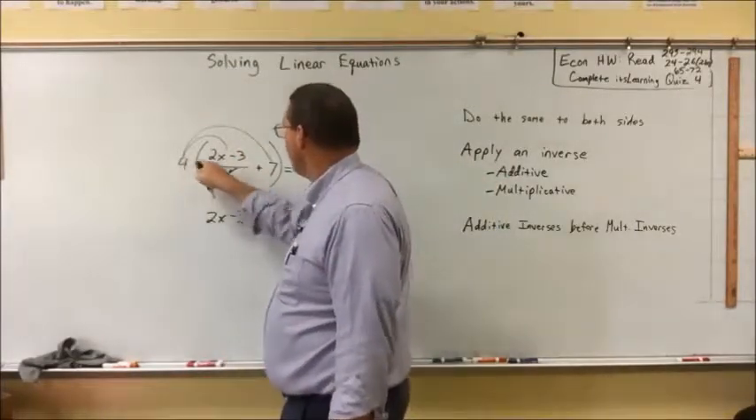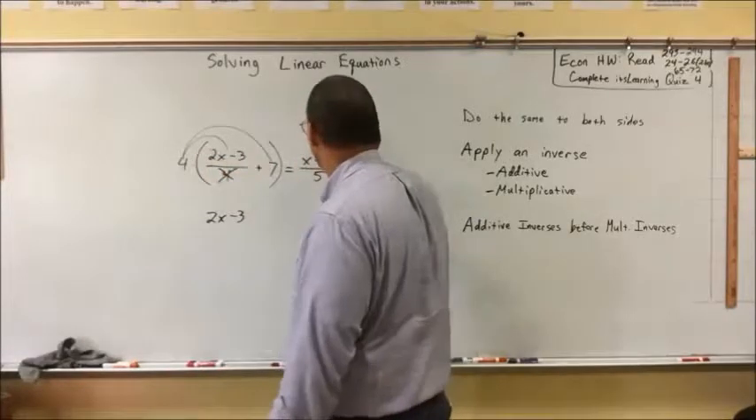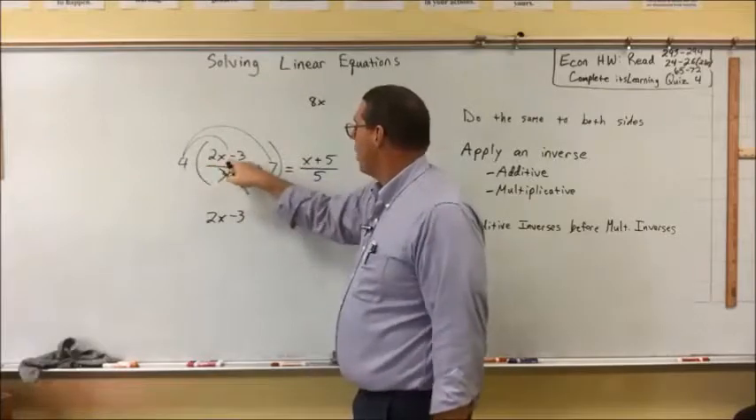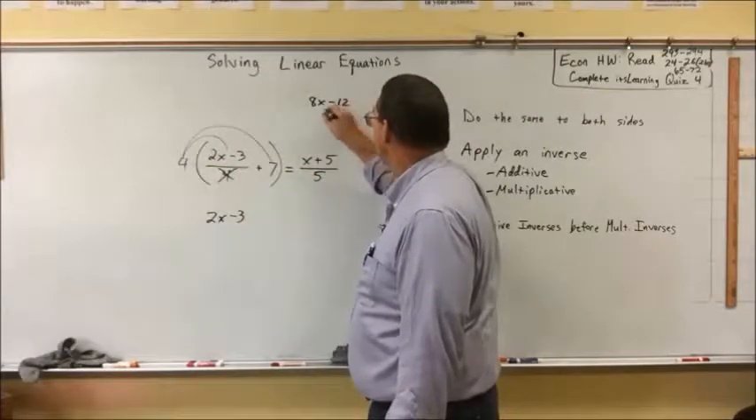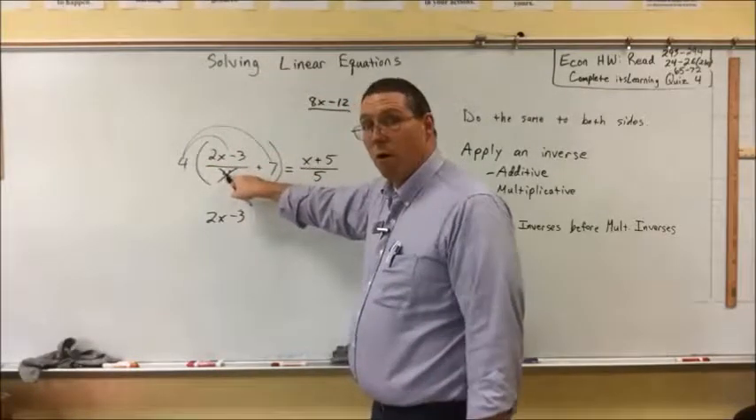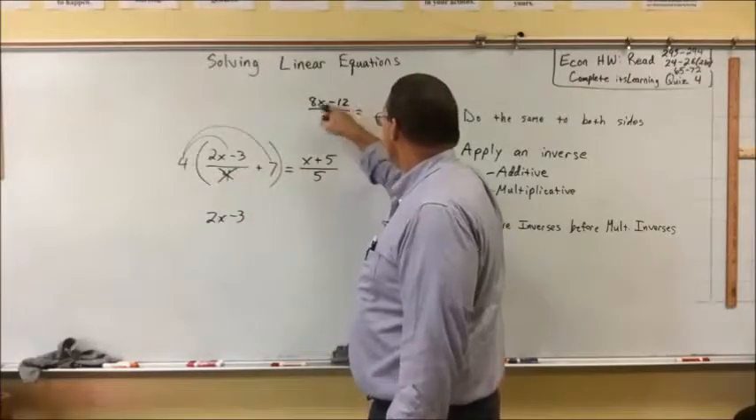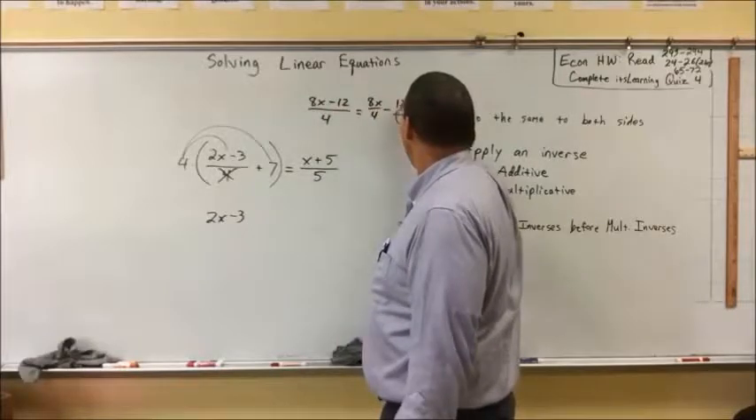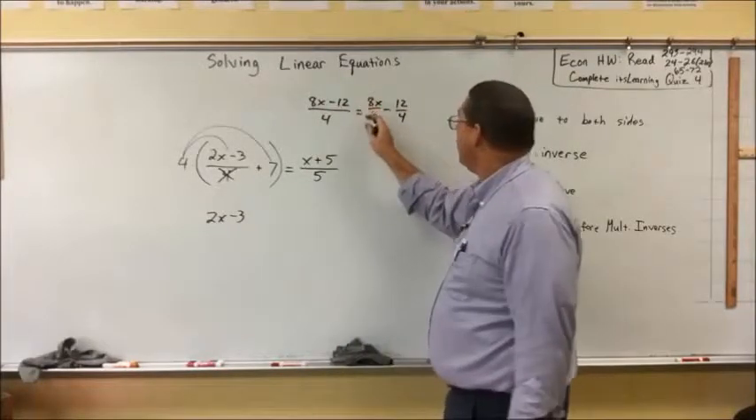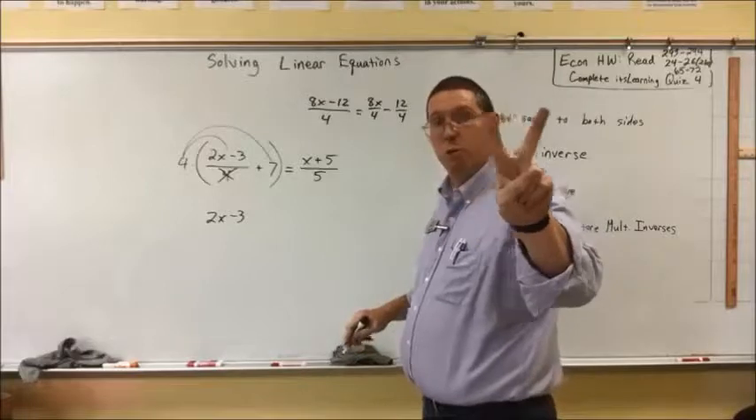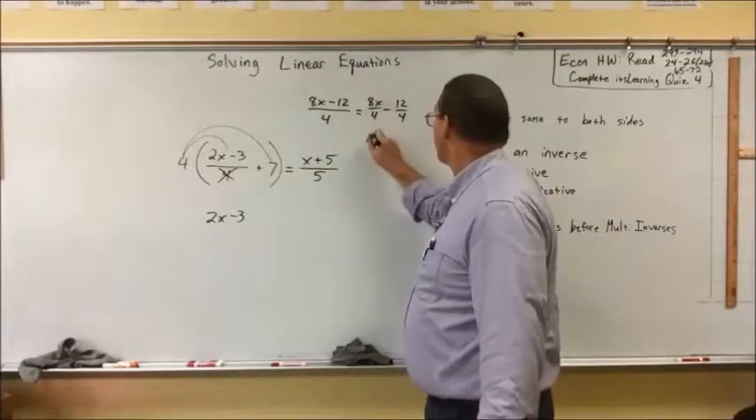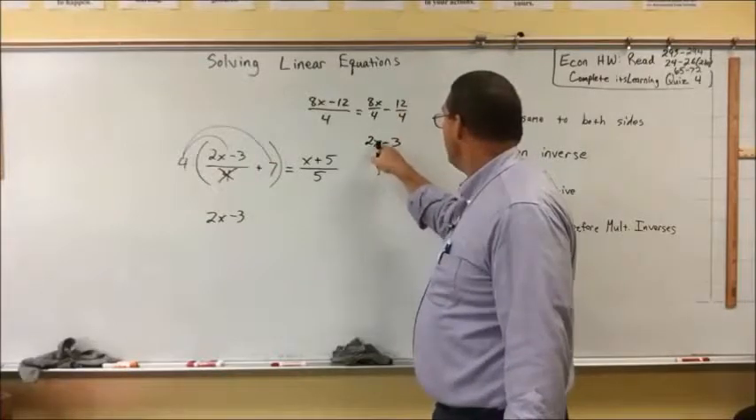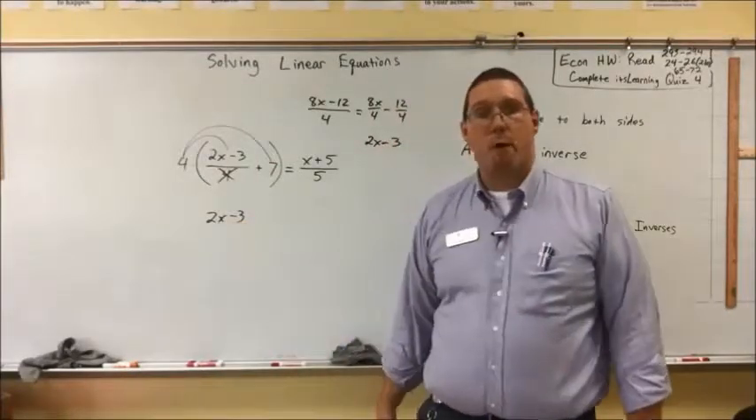Let's say I multiply this 4 times the 2x and the negative 3. 4 times 2 is 8, so that's 8x. 4 times negative 3, that's negative 12. And it's still over 4. This is the same thing as 8x over 4 minus 12 over 4. Well, look, 8 divided by 4, that's 2. So that's 2x. And minus, 12 divided by 4 is 3. Look, 2x minus 3. That's exactly what I brought down.